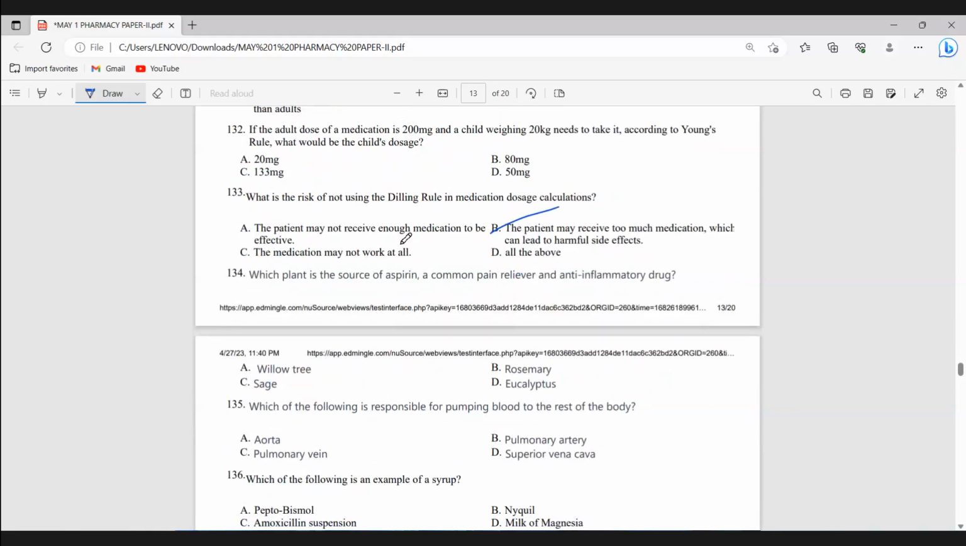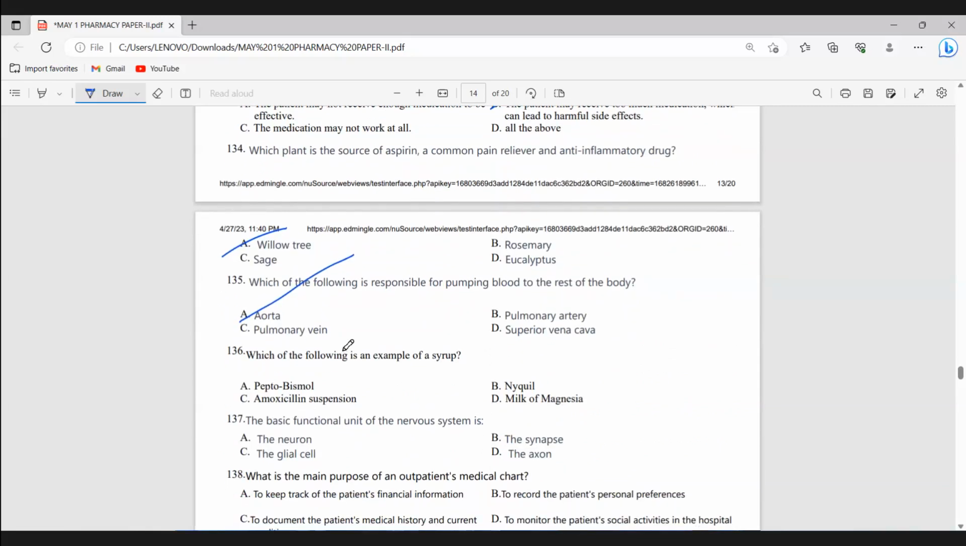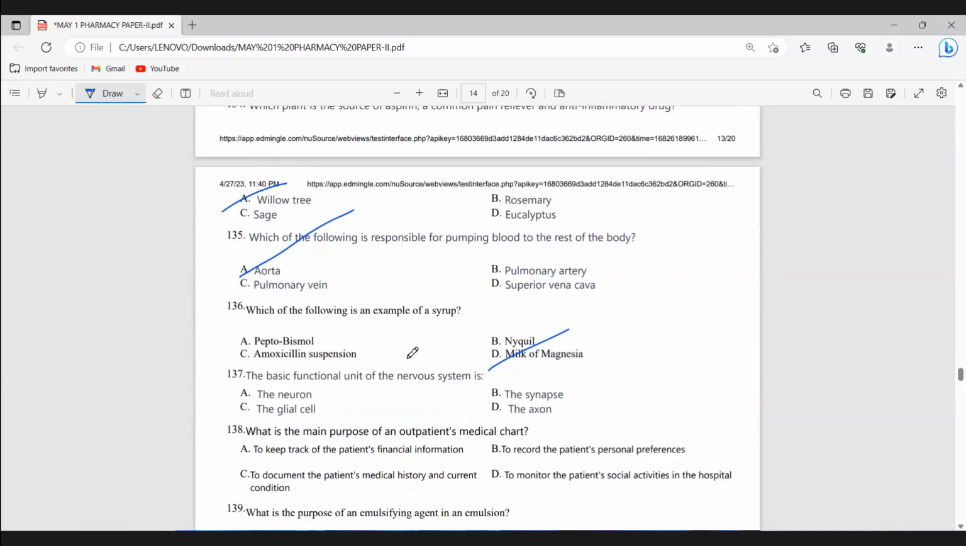Then 134, which plant is the source of aspirin, a common painkiller? Willow tree. Then 135, which of the following is responsible for pumping blood to the rest of the body? Pumping blood to the rest of the body is the heart. Then 136, which of the following is an example of syrup? Milk of magnesia. And 137, the basic functional unit of nervous system. It is neuron.